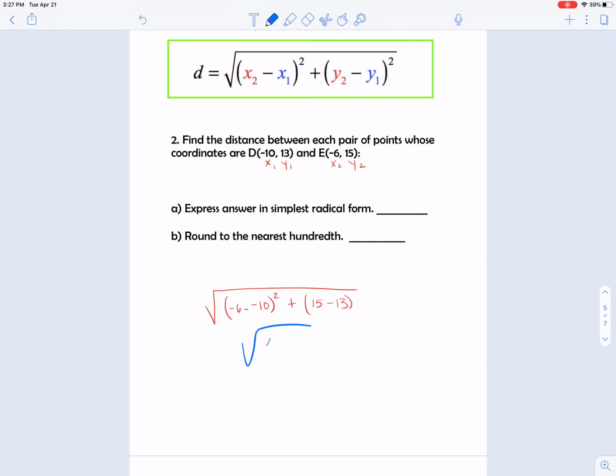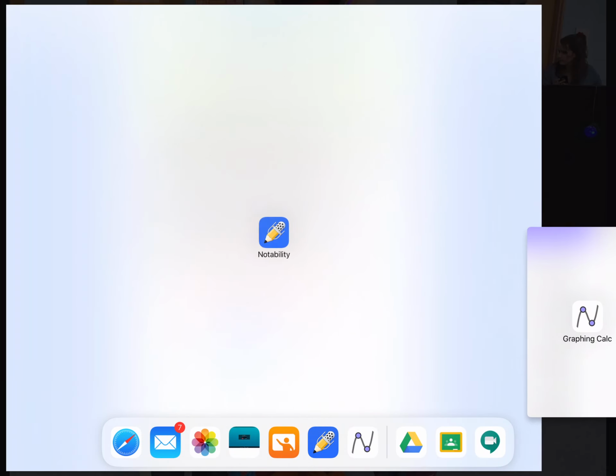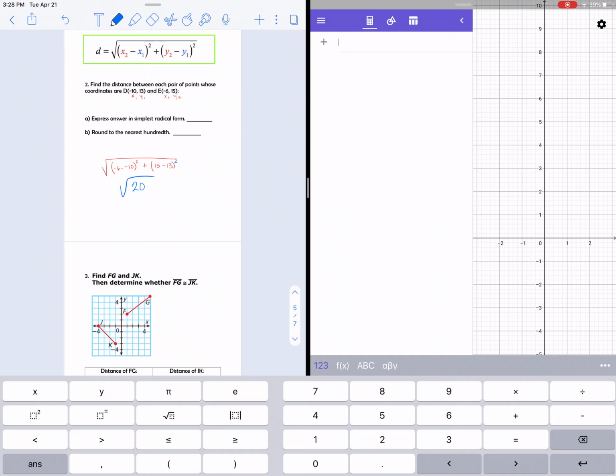We're going to get the square root of 20 underneath there. When you simplify what's under the radical, make sure you get 20. If not, you need to see what's going on. I forgot to square it up here, sorry. So I'm going to put that in the calculator, the square root of 20 for the nearest hundredth. I like to get that out of the way first.